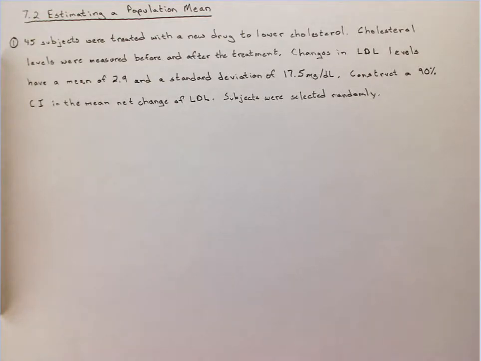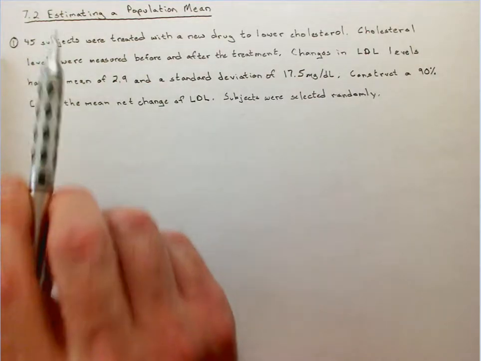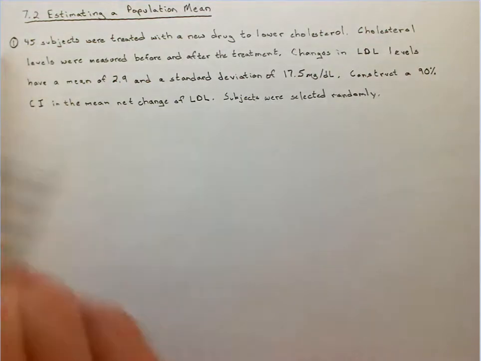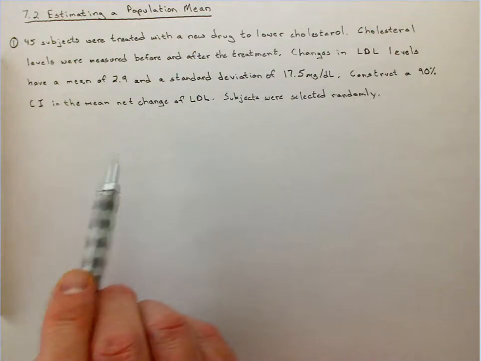Hey, homework problems from 7.2, estimating a population mean. In this problem, we're going to construct a confidence interval, but we're going to use a t-score instead of a z-score. The first thing that I like to do is go through my question and then write out my formula, and that helps me to identify everything, get everything organized and structured first.